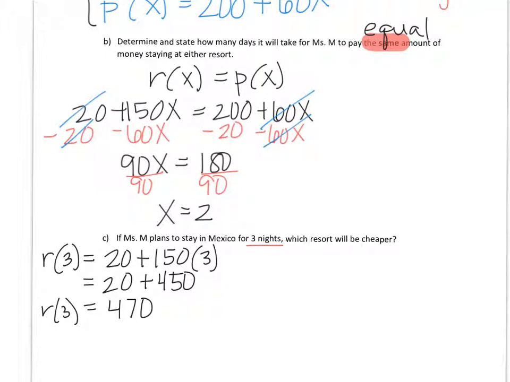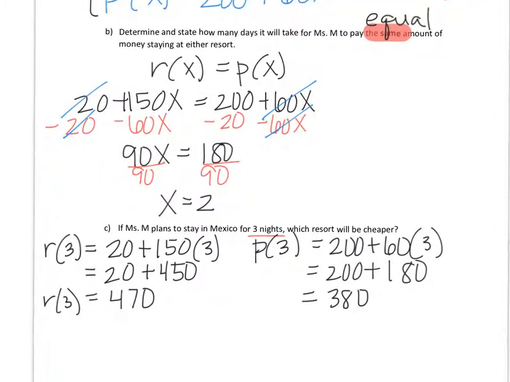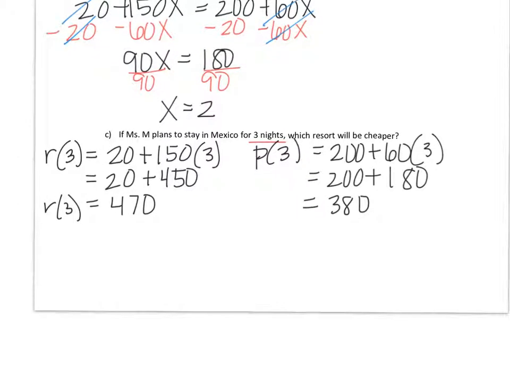And then if we go and plug in 3 into P of X, we get 200 plus 60 times 3. 60 times 3 is 180. And then 200 plus 180 is 380. So it would be cheaper to stay at Puerto Nuevo if Miss M plans to stay for 3 nights.